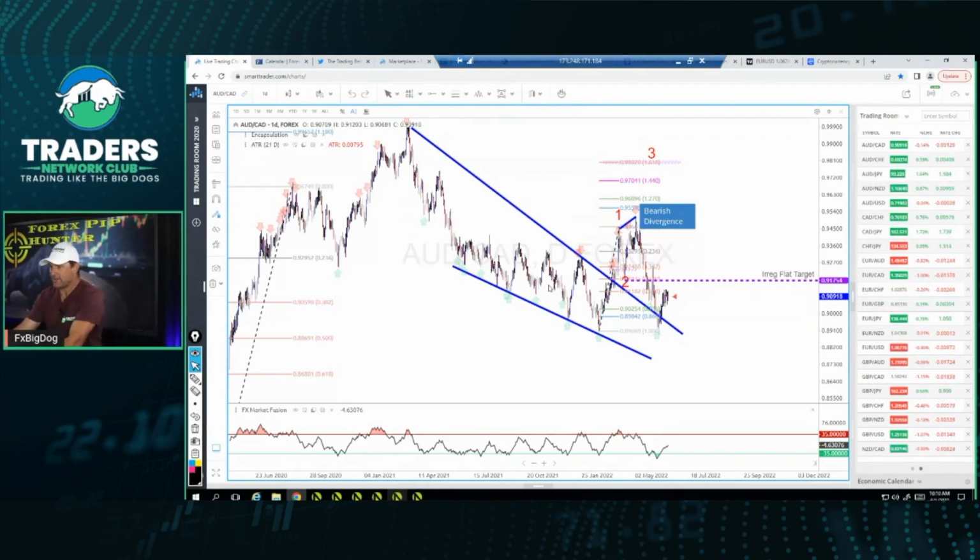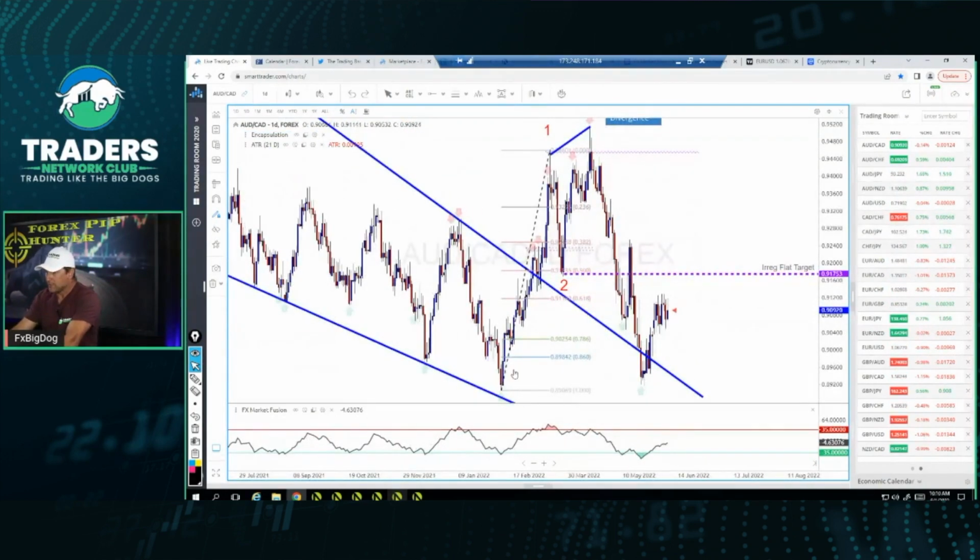And not even that. Take a look over here on the Aussie CAD. We had price breaking out. We had it actually showing right here that it tried to trade above the previous high, then came back in. This is a perfect pattern called the irregular flat.